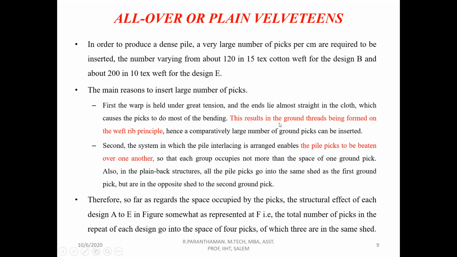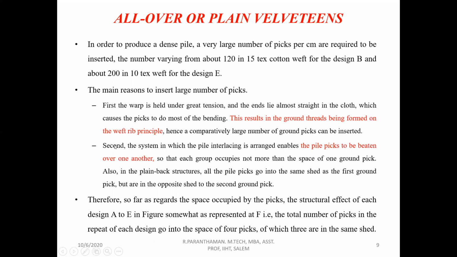So this results in the ground threads being formed on the weft rib principle, and hence a comparatively large number of ground picks can be inserted. That is the main reason, because here the tension is very high. For that reason the ground threads may form a weft rib in the fabric texture. That's why we are using a higher number of picks to avoid this weft rib formation.